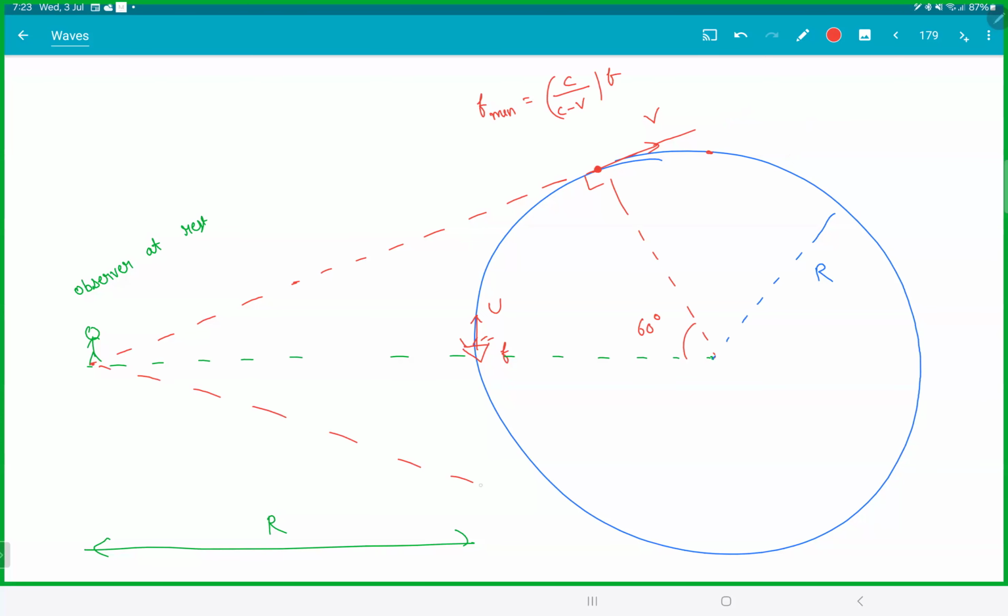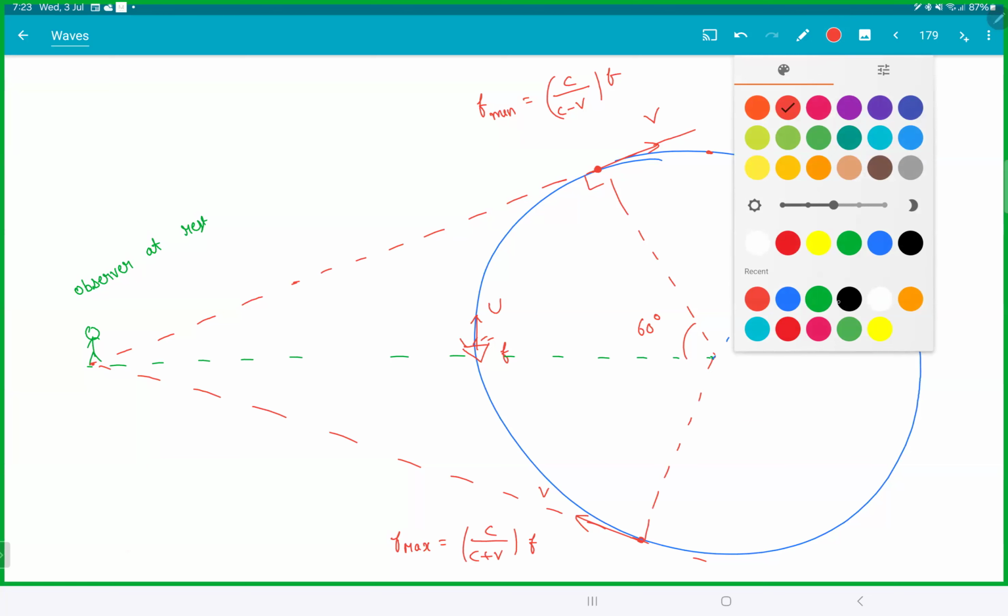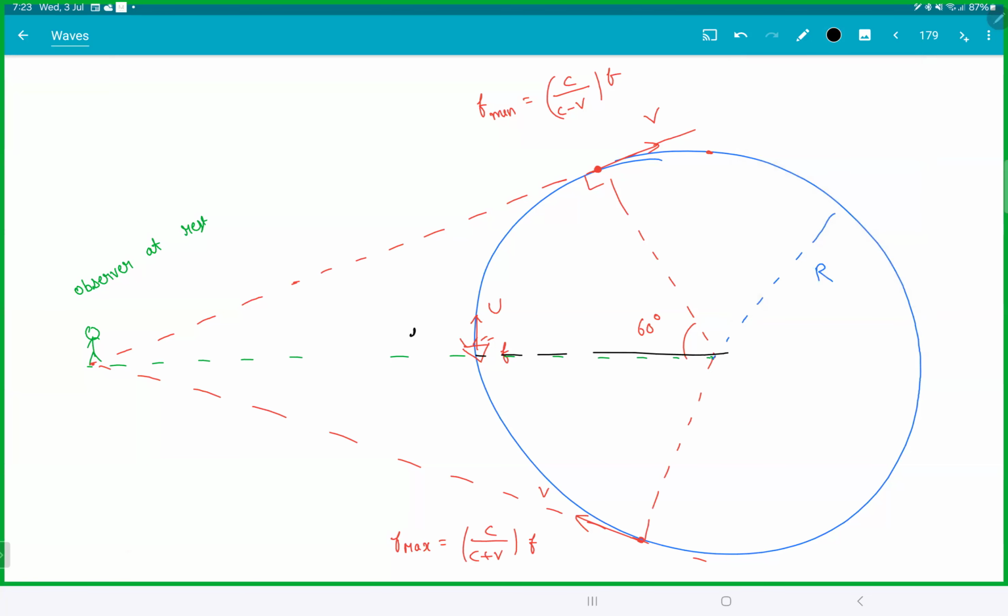Similarly, if you take the other tangent, at this point the velocity is maximum towards the observer. At this point, he is going to hear maximum, which is c by c plus v into f. Exactly when he's here, he's going to hear f apparent as f only. Again, here, he'll hear f apparent as f only. So there are 2 points where he will hear the same frequency. At 60 degrees from the top and 60 degrees at the bottom, you'll hear maximum and minimum. It is not the top and the bottommost point.